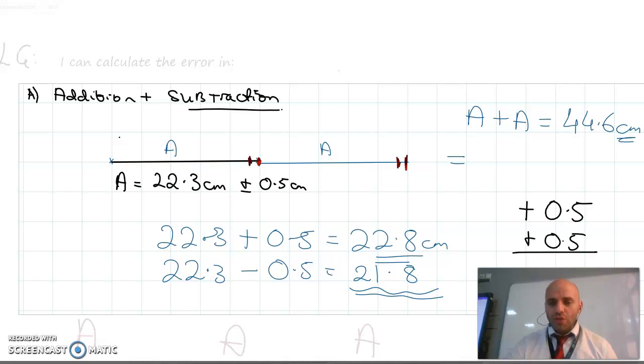So what you do is you simply add the errors, and you'll find that when you do that, you should get a total error of 1 centimeter. And again, if you notice, the difference between the upper bound and the lower bound is actually 1 centimeter as well. Okay, so that's how you do it for basic addition or subtraction.